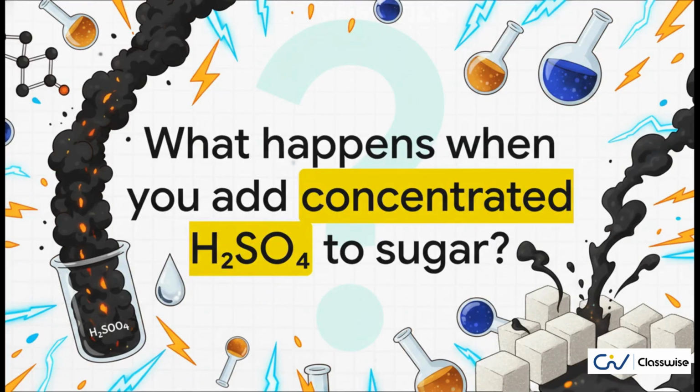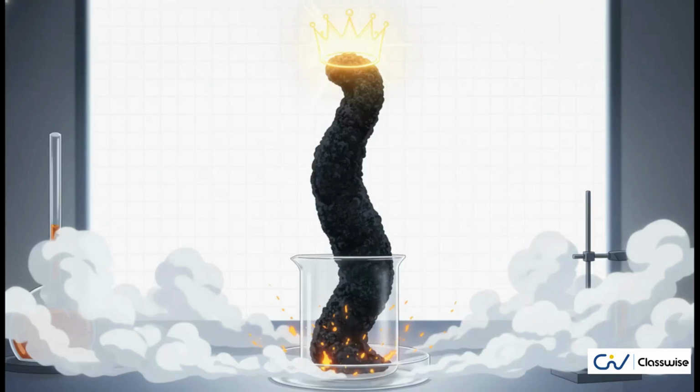Just remember, it's the wise advisor in the process, making sure everything happens just right. Okay, final question. Let's go back to that super dramatic demonstration. What happens when concentrated sulfuric acid gets poured onto sugar? You got it. It dehydrates it. It rips the water right out, leaving behind a big old black mess of carbon. It's probably the best way to remember just how powerful concentrated sulfuric acid really is.